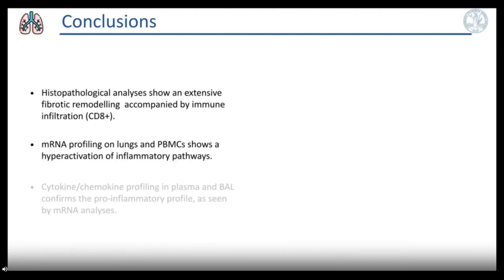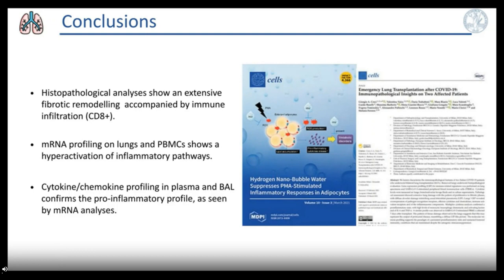Briefly, in conclusion, we found that histopathological analysis shows an extensive fibrotic remodeling accompanied by an immune infiltration. mRNA profiling on lungs and PBMCs show a hyperactivation of inflammatory pathways. Cytokines and chemokines profiling in plasma and in bile confirms the pro-inflammatory profile as seen by mRNA analysis. You can find the results and others in the published paper reported here.